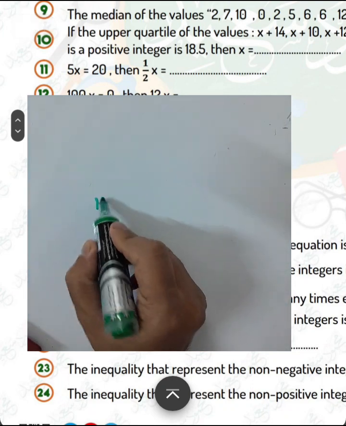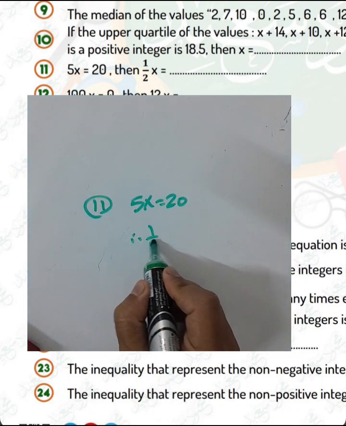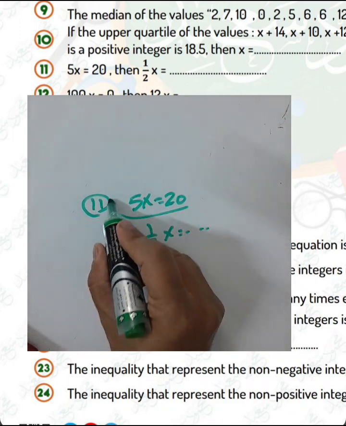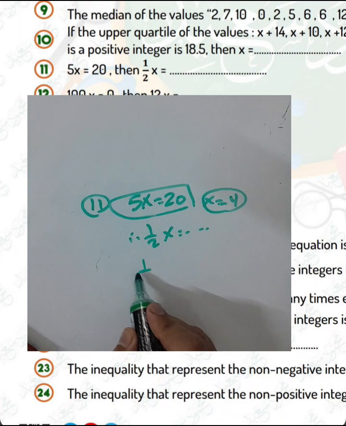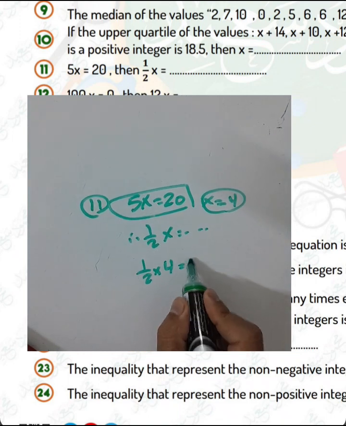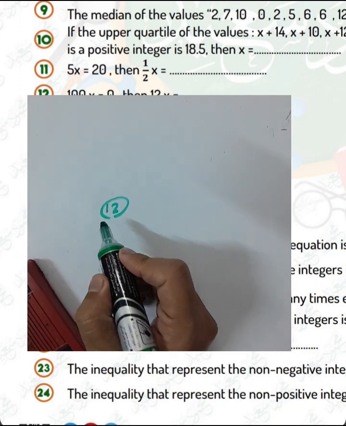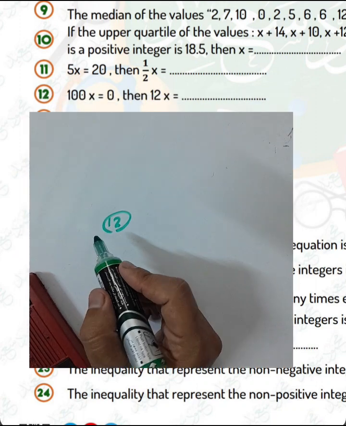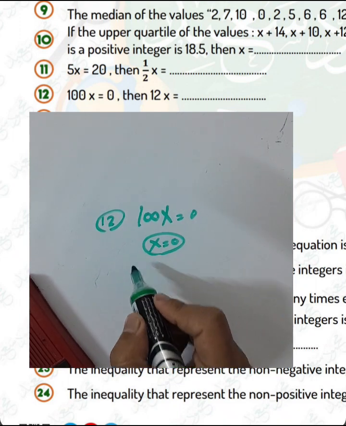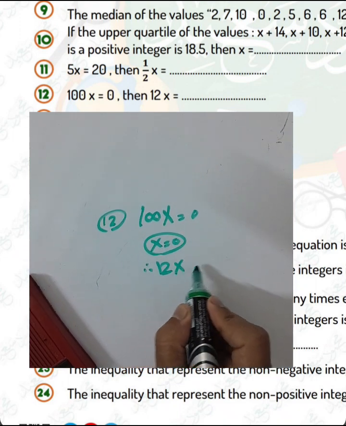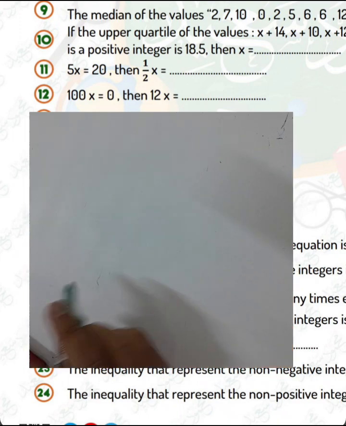Question number 11. If 5x equals 20, then half x equals what? 5x equals 20, then x here will be 4, because 4 times 5 equals 20. Then half of x, half of 4, it will be 2. Question 12. If 100x equals 0, then x here will be 0. Then 12x will be 12 times 0, it will be 0. The result will be 0.